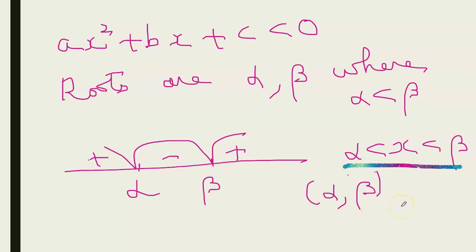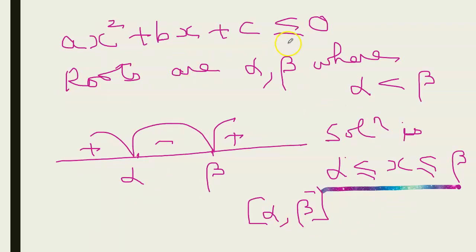alpha to beta. And ax squared plus bx plus c less than or equal to 0, if the roots are alpha, beta where alpha is less than beta. So where will be the solution set? Where is it negative? Alpha to beta. Only thing is, because we have less than or equal to 0, we will write alpha less than or equal to x less than or equal to beta, or the closed interval alpha to beta.